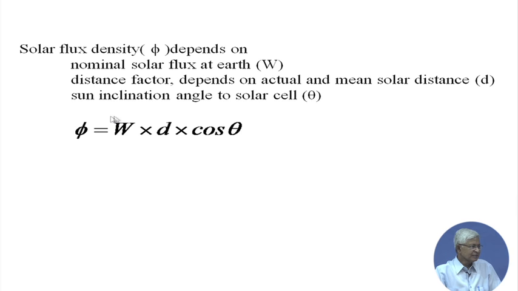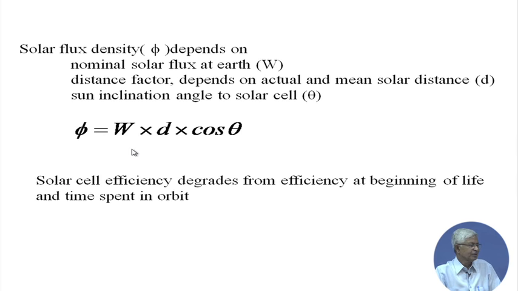So this can be expressed in terms of solar flux density. It depends on the nominal solar flux distance multiplied with the cos of theta.